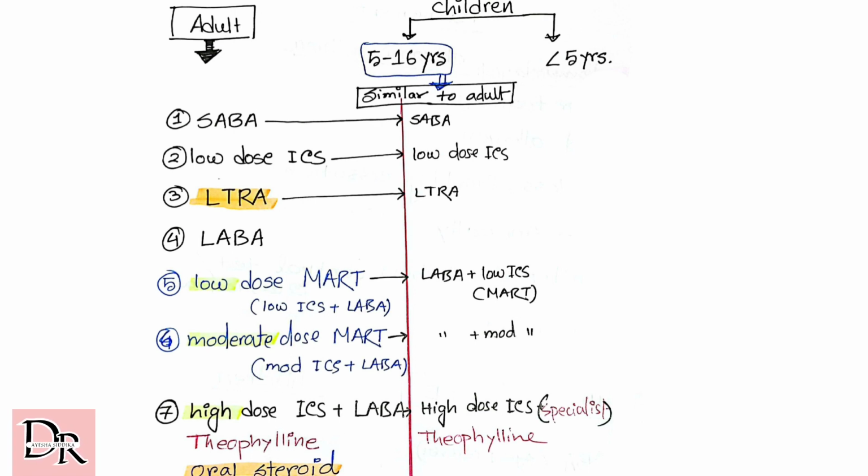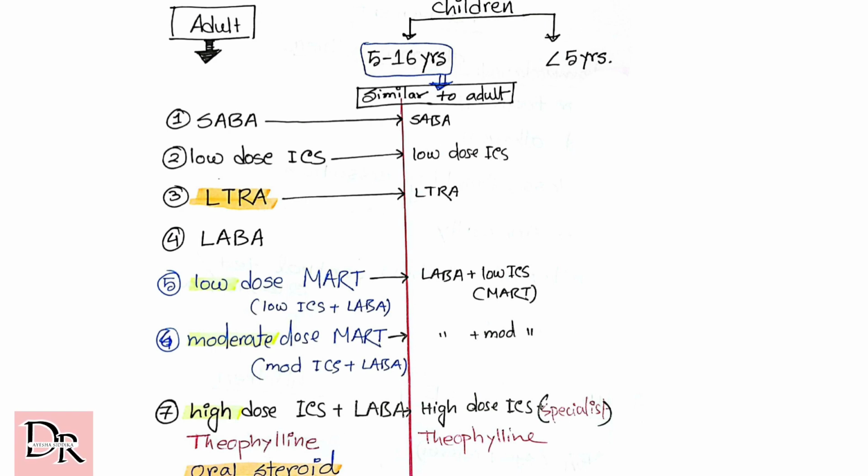I have made a mnemonic for this, SIMLA. S for SABA, I for ICS, M for montelukast and LA for LABA. So the first 4 steps are SIMLA. Then we'll add low dose MART. What is MART? It is maintenance and reliever therapy. We combine two drugs in a metered dose inhaler, like low dose ICS plus LABA, that is low dose MART.